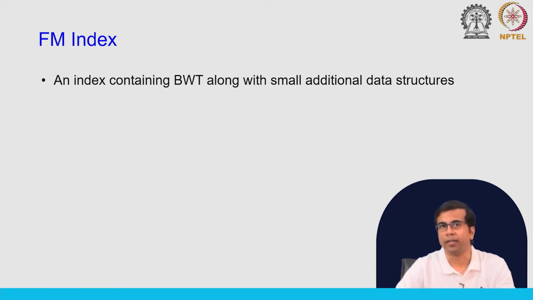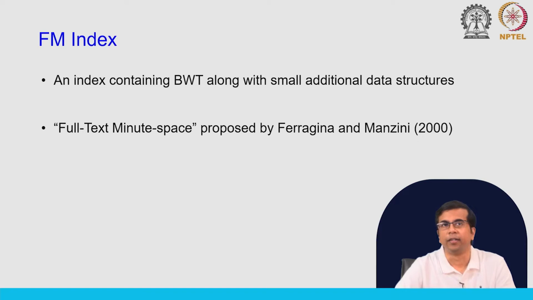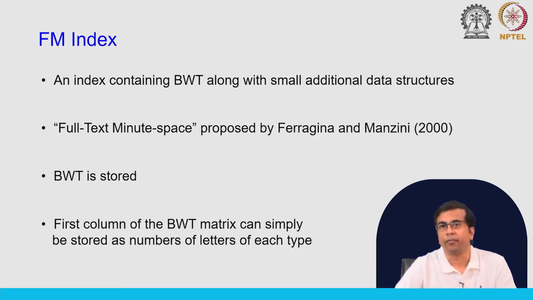Okay. So, this FM index is an index that contains the Burrows-Wheeler transform along with some small additional data structures. We will see what those additional ones are, at least some of them. The full form is full-text minus space, and this was proposed by Ferragina and Manzini. In 2000 they proposed this index. So, what we store is the BWT, the transform that we have done.